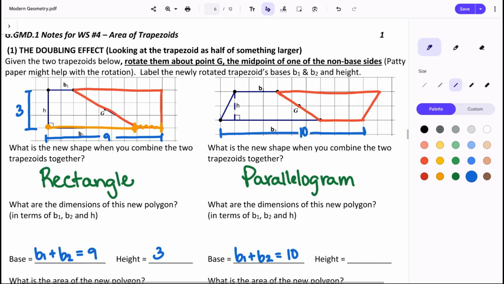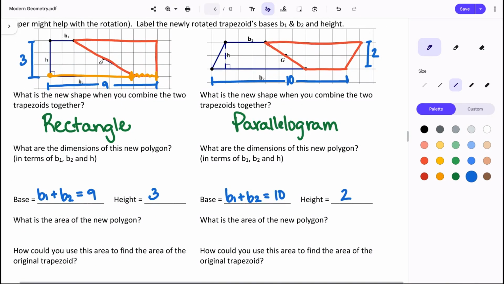Okay, now what's the height of this one? And be careful because it is a parallelogram, so make sure you're thinking correctly of the height. Yeah, it'd be 2 squares. Okay, so your height is 2 for this one. So now that we have our full base and our full height, what would we do to find the area? What would we do with those numbers?